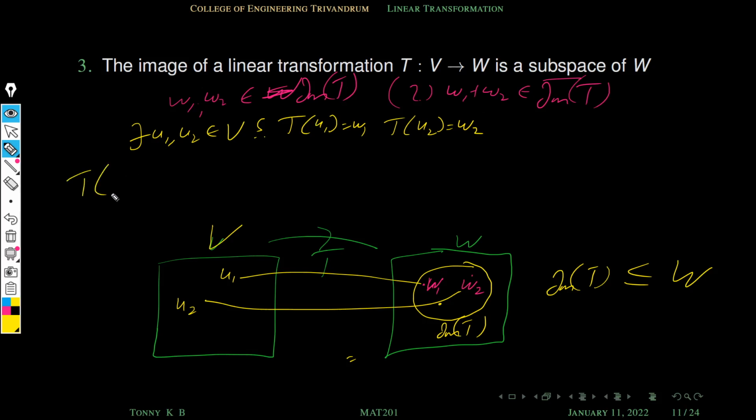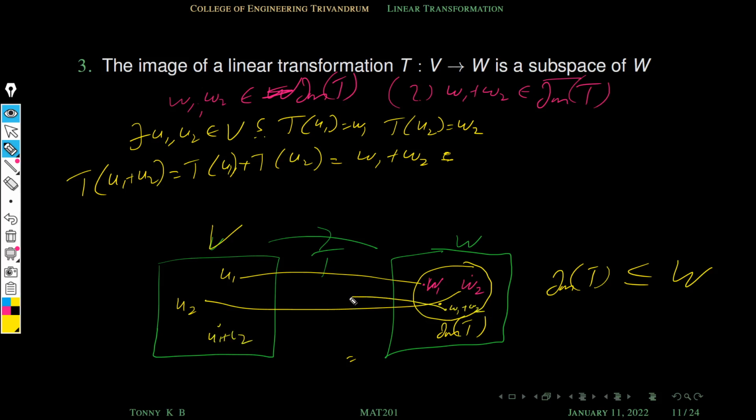Okay, so we consider T of u1 plus u2. We know the property of a linear transformation. Using the linearity, this becomes T of u1 plus T of u2. And what is T of u1? It's w1, so the sum is w1 plus w2. So what is our conclusion? This w1 plus w2 can be written as T of u1 plus u2. So it is clear that this is our u1 plus u2 and this is w1 plus w2.